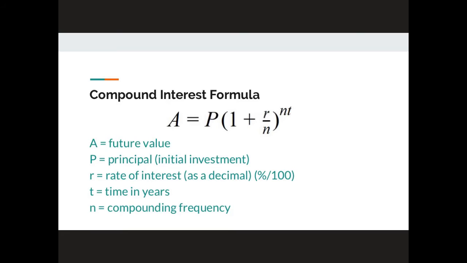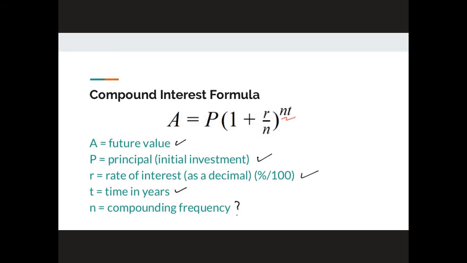A equals P times (1 plus r over n) to the power of nt. We looked at in the last lesson that compound interest is exponential, so it shouldn't be surprising that we have an exponential formula here. Looking at these terms at the bottom, we're already familiar with the future value, the principal, the rate of interest as a decimal, and the time in years from our simple interest formula.